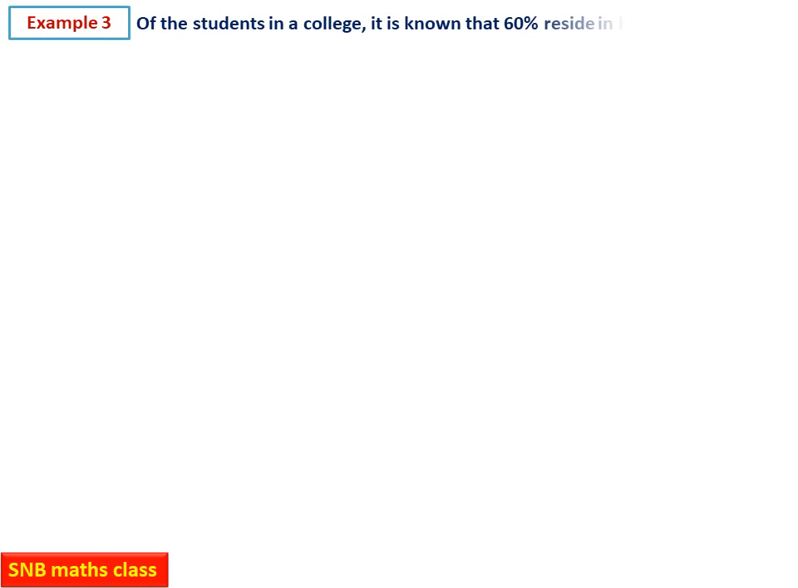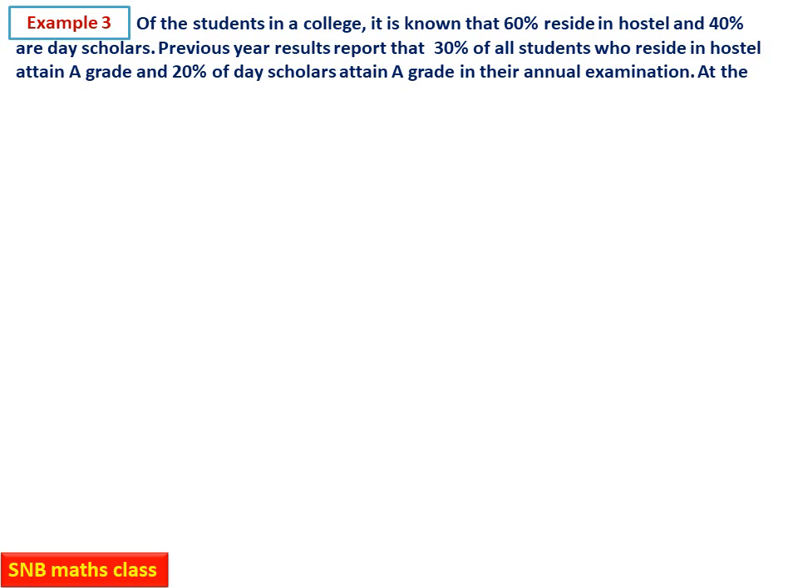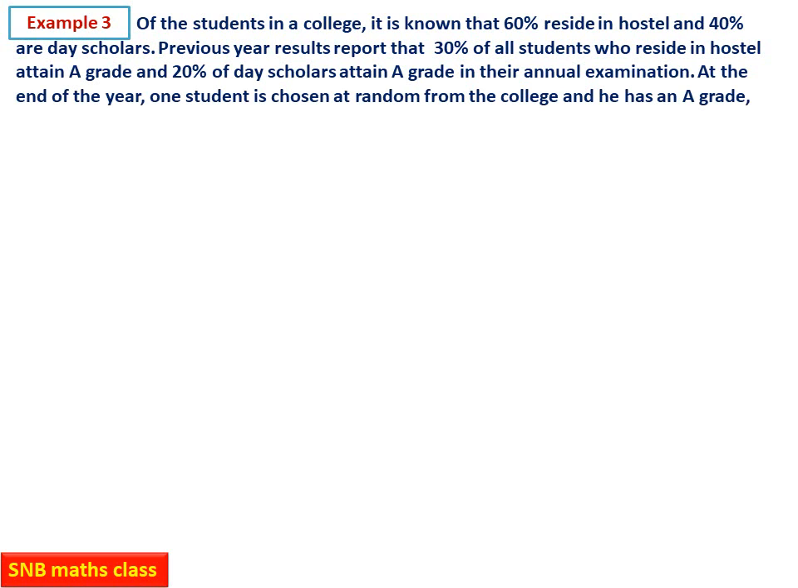Next, example 3. Of the students in a college, it is known that 60% reside in hostel and 40% are day scholars. Previous year's results report that 30% of all students who reside in hostel attain A grade and 20% of day scholars attain A grade in their annual examination. At the end of the year, one student is chosen at random from the college and he has an A grade. What is the probability that the student is a hostelier?